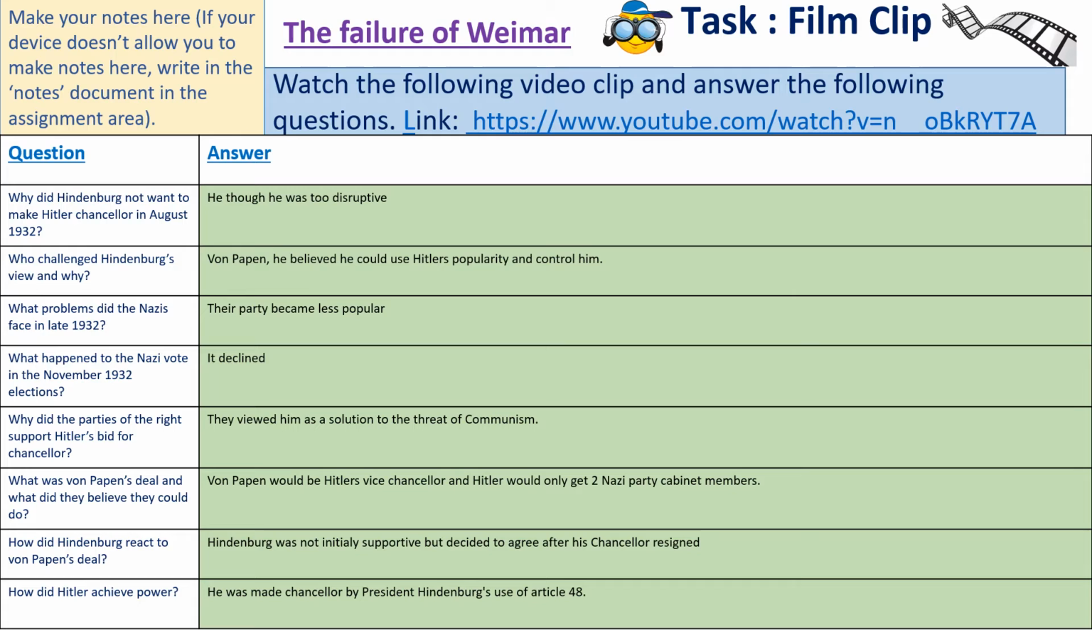Von Papen's deal was that he would be Hitler's vice-chancellor. Hitler would only have 2 Nazi party cabinet members. Your cabinet is the closest group of politicians that attend meetings regularly and make the important decisions about how the country is run. Hindenburg didn't initially support von Papen's deal. He appointed von Schleicher as chancellor, but once von Schleicher had resigned, he had to go with Papen's deal. Hitler achieved his power because he was made chancellor by Hindenburg, using Article 48, which allowed him to appoint new chancellors.